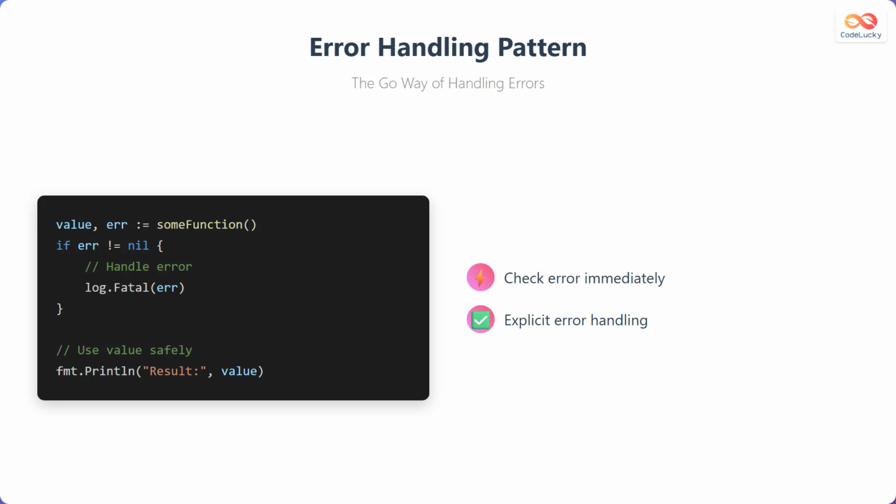If an error exists, we handle it appropriately, which might involve logging, returning the error to a higher level, or taking corrective action. Only after confirming there's no error do we proceed to use the returned value safely. This explicit error handling makes Go programs more robust and predictable compared to languages that use exceptions. The pattern encourages developers to think about potential failure cases and handle them gracefully.